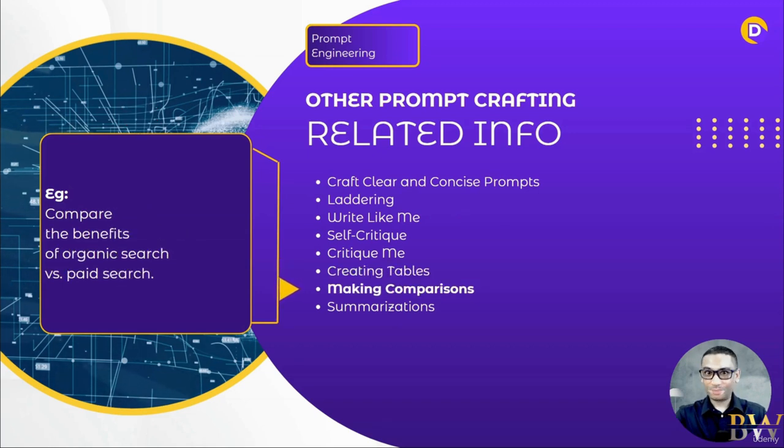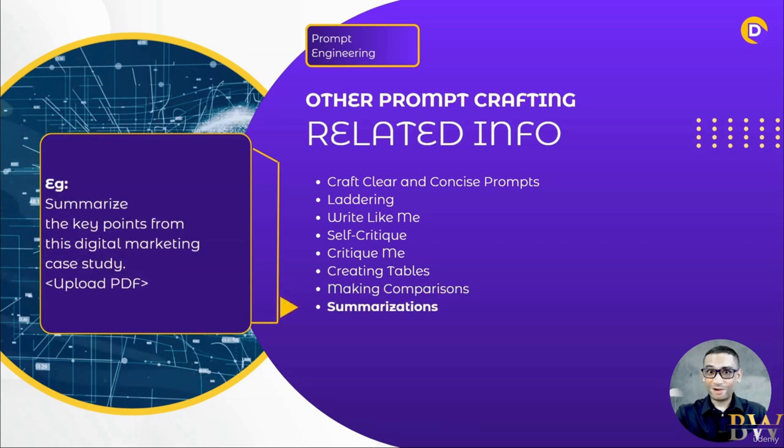Then you can get ChatGPT to make comparisons. This technique lets you generate side-by-side comparisons, highlighting differences and similarities between items for clearer, more informed decision-making. For example, a portion of a prompt could be, compare the benefits of organic search versus paid search.